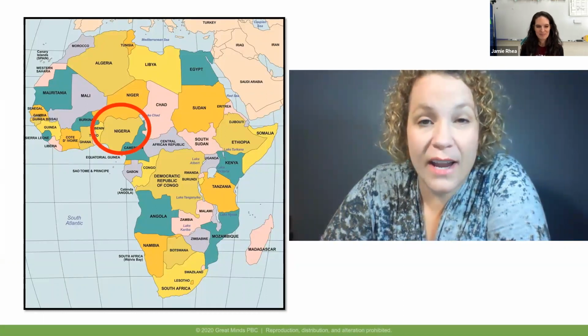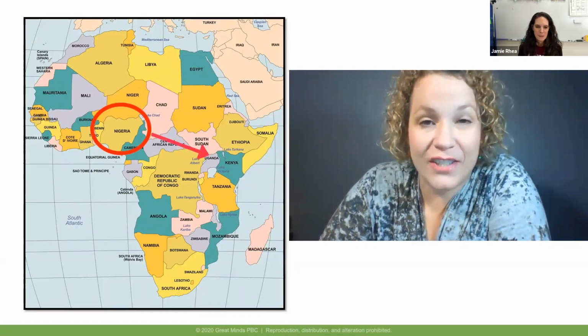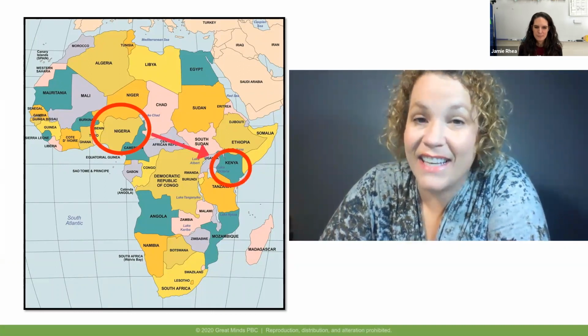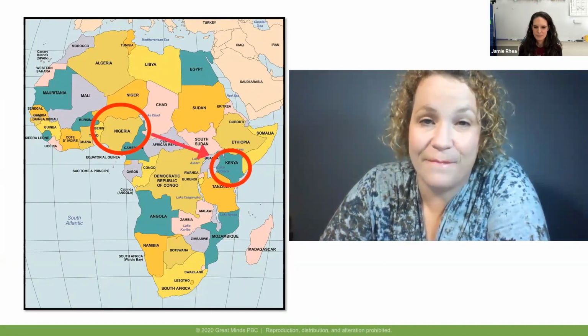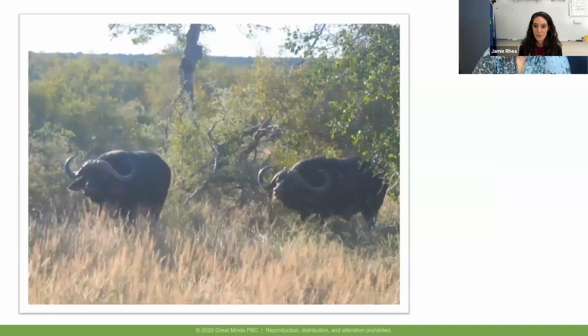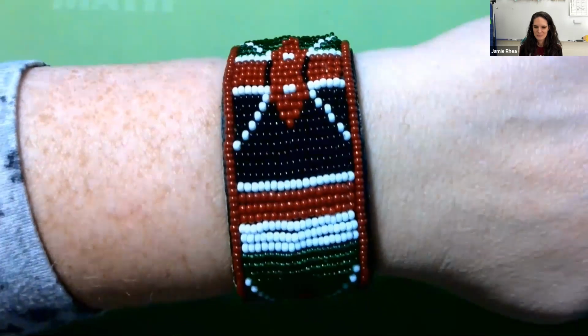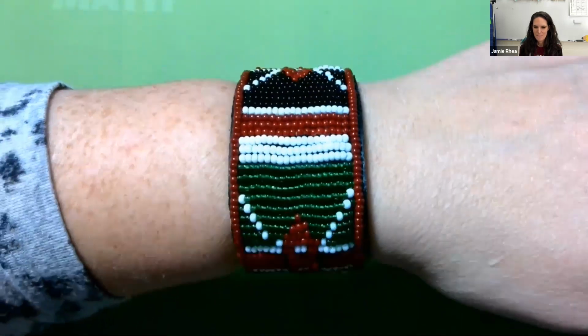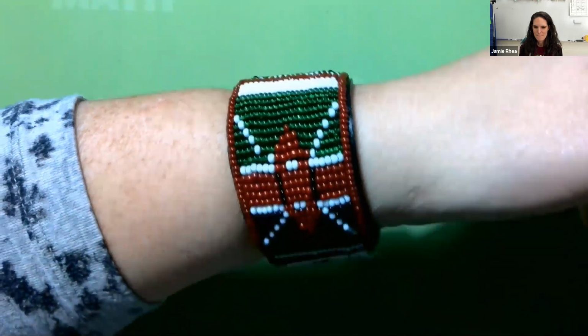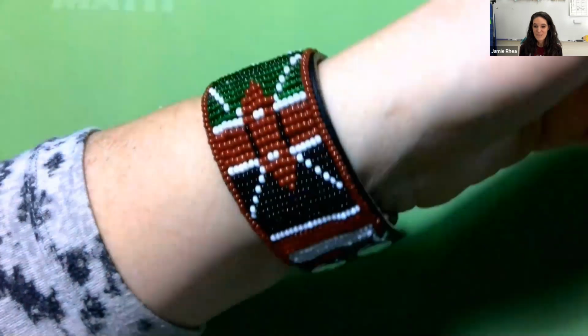One year on spring break, we got to go on a vacation to Kenya. Kenya is another country in Africa. When we were visiting Kenya, we went on safari and saw all of these amazing animals. We also met some wonderful people. One of my new friends gave me this beautiful bracelet. Look at all of that beadwork. Isn't it amazing? It's pretty cool looking.